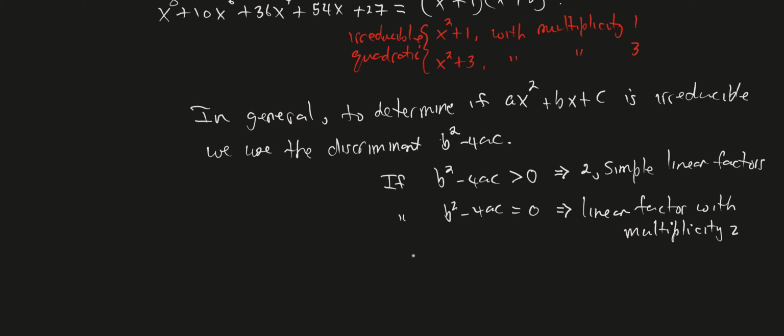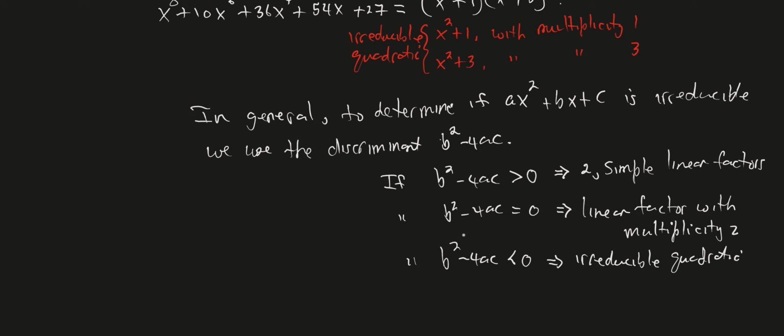Now, if you compute your discriminant, your b squared minus 4ac, and you get a negative number, then this means the quadratic can't be broken down any further using real numbers. So if this is the case, then we have an irreducible quadratic, right? And depending on which of these, again, we take a slightly different route in our partial fraction decomposition, right?